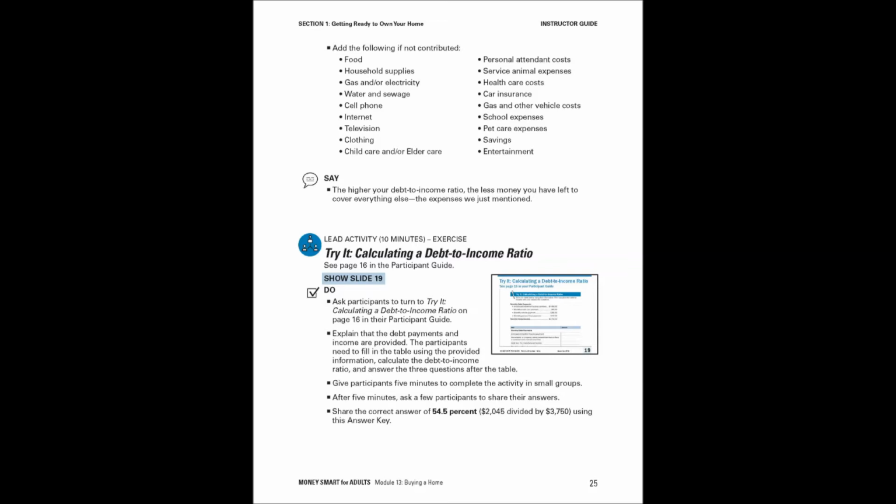And so those other expenses that I just listed, you're going to emphasize to your participants that this is all part of the calculation so that they can really make a determination whether or not this is something that's doable. So the activity, try it, calculating a debt to income ratio. This is really awesome because it gives them an example here that they can see, they can do the calculation and come up with the debt to income ratio.